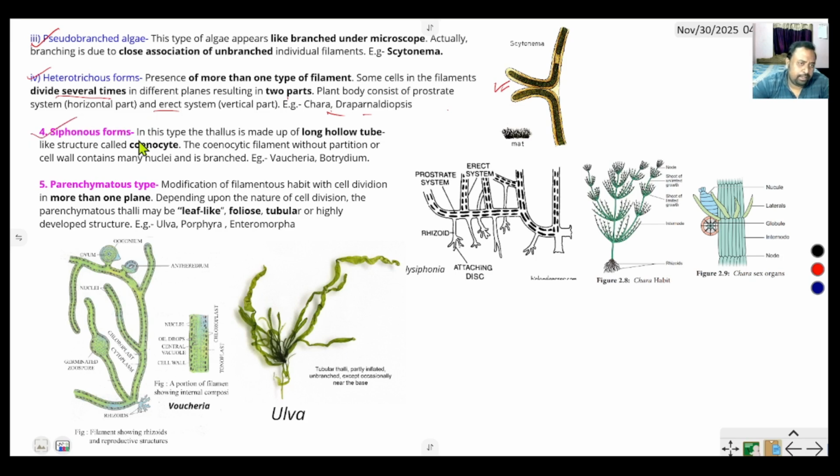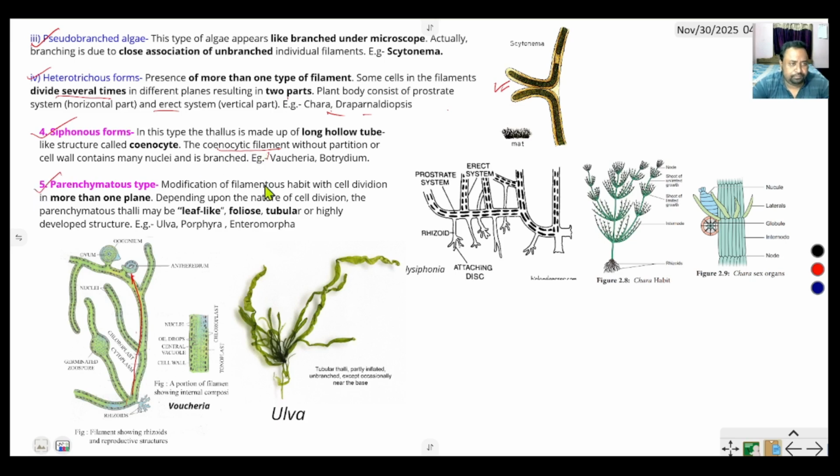Siphonaceous forms. Siphonaceous means siphon-like structure, that means a long hollow tube. This is called siphonaceous. In a long hollow tube there is no septum, so many nuclei are present. That is called a coenocyte, a coenocytic filament. Due to the long hollow tube, there is no septum present and many nuclei are present. That is called a coenocytic filament.